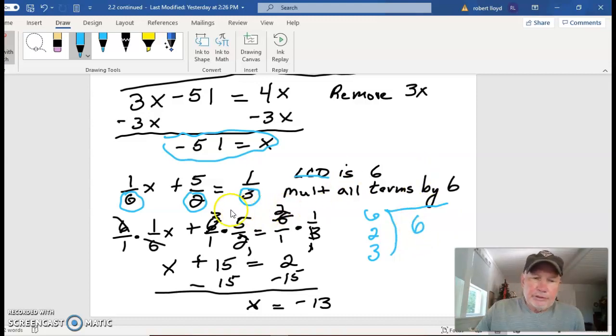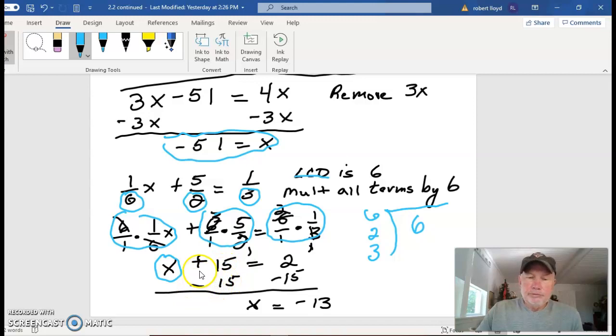So what we do then is we take that 6 and we multiply it by every term in the equation. That will eliminate all the fractions. So here the 6's cancel. We have x. 2 goes into 6 3 times. 3 times 5 is 15. 3 goes into 6 2 times. 2 times 1 is 2. Then all we have to do, because we're solving for this guy, is to counteract the positive 15 with a negative 15, and we get our final answer.